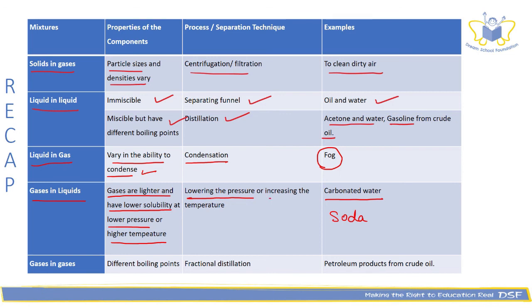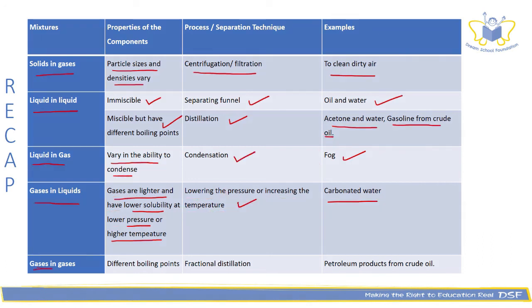Or you can also increase the temperature of the liquid, making it move apart or give it more energy, and as it moves farther away from each other, it will let the gas come up easily. So you can lower the pressure or increase the temperature to bring about a separation between gas in a liquid. Then gases with gases. Different boiling points is the property that we'll make use of. We will use fractional distillation, and the example is petroleum products from crude oil.